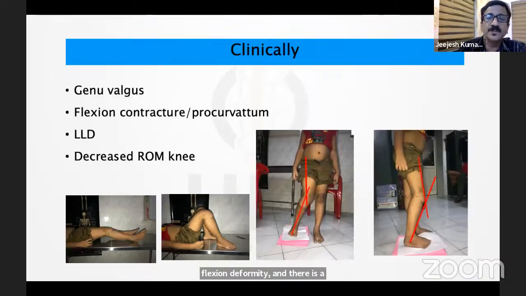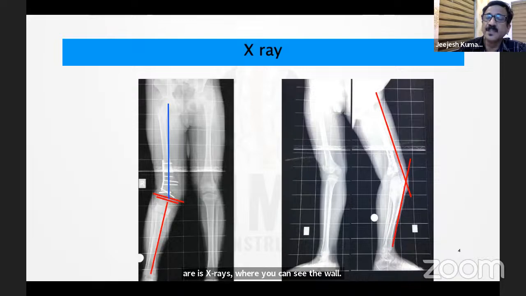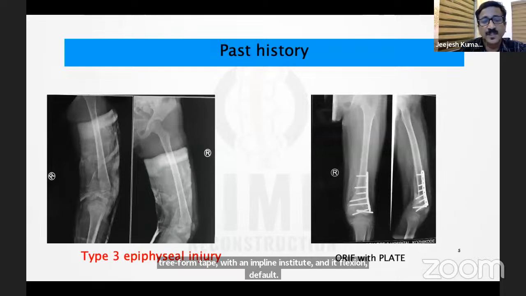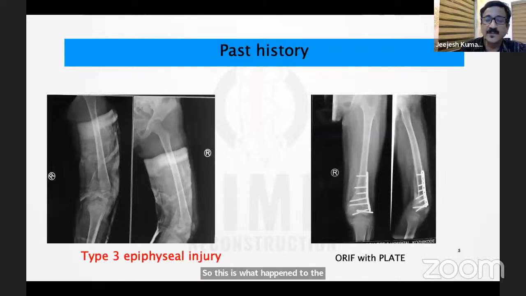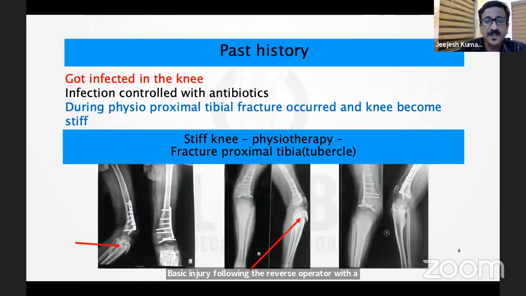This happened following trauma. Clinically, he has genu valgus, flexion deformity, LLD, and decreased range of motion. These are his x-rays, where you can see the valgus deformity with an implant in situ and a flexion deformity. This is what happened to the patient: he had a trauma and sustained a type 3 epiphyseal injury, following which he was operated on with a blade. Then it later got infected. Then the infection was controlled.